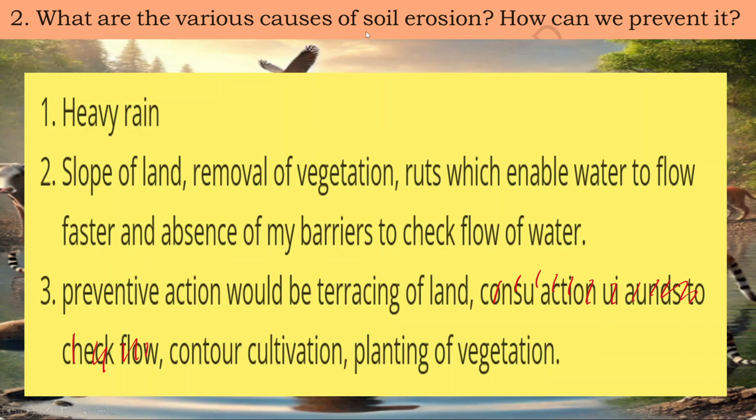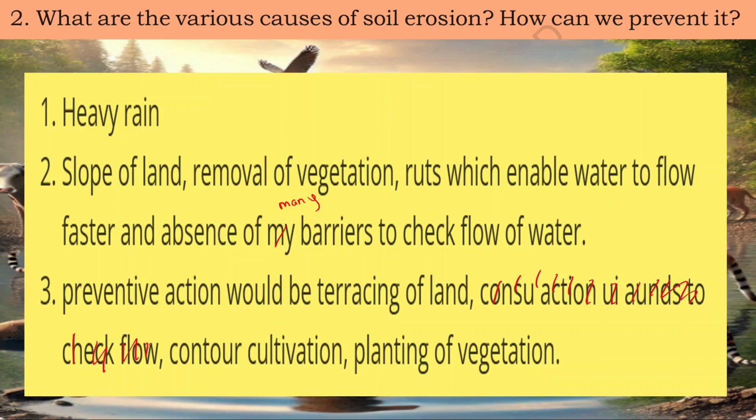Second question, what are the various causes of soil erosion? How can we prevent it? First one is heavy rain is a cause of soil erosion. Second one, the slope of land, removal of vegetation, ruts which enable water to flow faster, and absence of barriers to check the flow of water. It is not one, it is many. Preventive action, third one, is terracing of land. This is the construction of step lands to check flow.